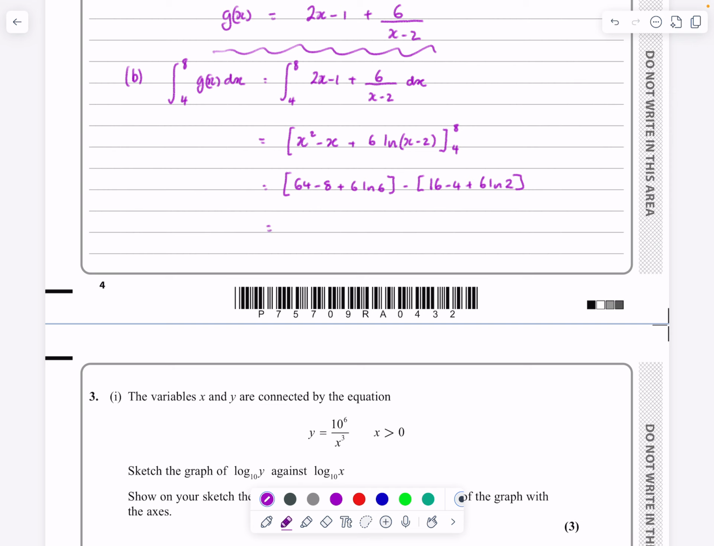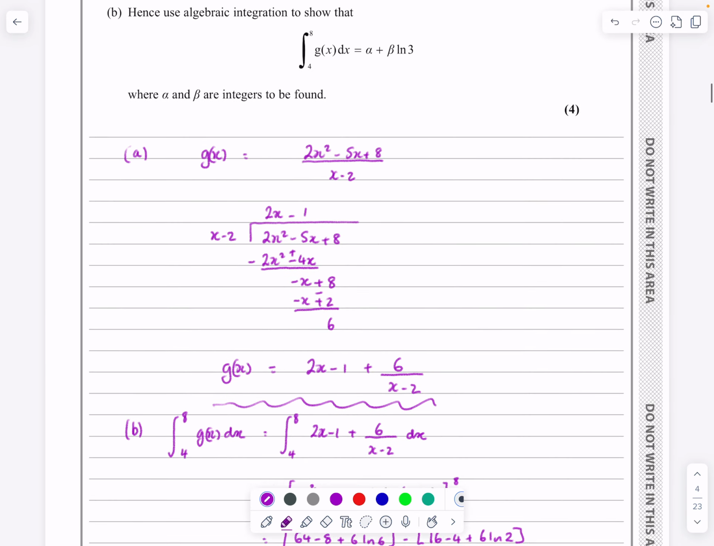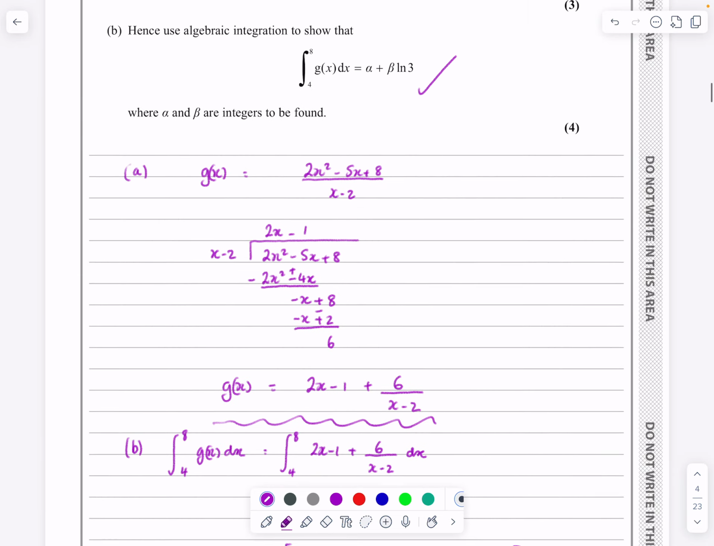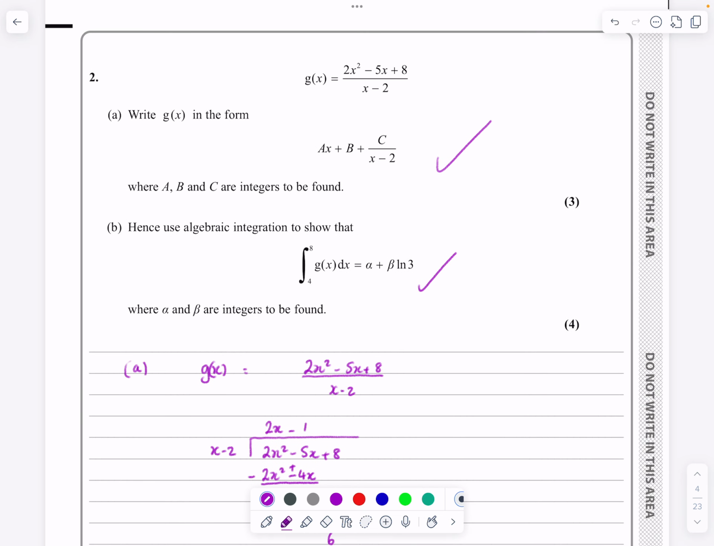And then when we collect together the terms, we've got 64 minus 8 minus 16 plus 4. That all works out to be 44. And if I'm just looking at the log functions here, I've got 6 log 6 minus 6 log 2. When we subtract logs, it's the equivalent of dividing them, so that's going to work out to be 6 log of 6 divided by 2, which is 3 there, and that is in the format that we wanted because they wanted it in this format here. So we found alpha and beta for that one, and that's question number 2 finished off. Not too many difficulties with that one, I hope.